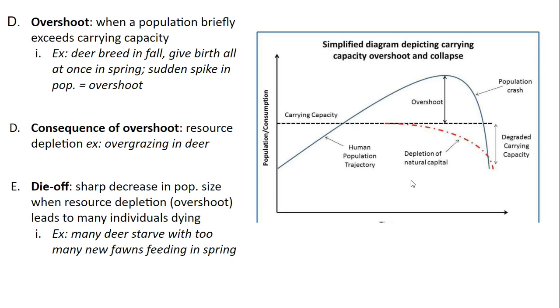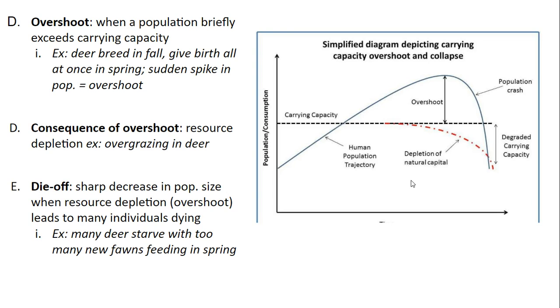So what is actually happening in a population when it goes beyond its carrying capacity? Well, we see overshoot occur. This is when a population briefly exceeds its carrying capacity, and then the population is going to crash. An example of that might be deer, which tend to breed in the fall. They give birth all at once. Then in the spring, we see a sudden spike in their population. They overshoot above their carrying capacity.